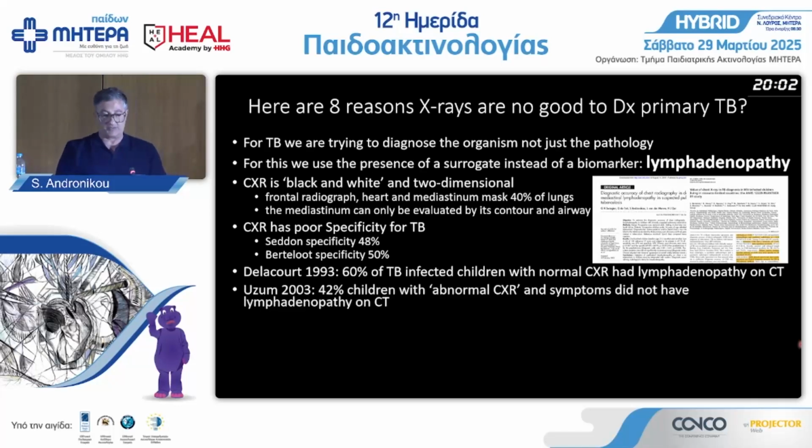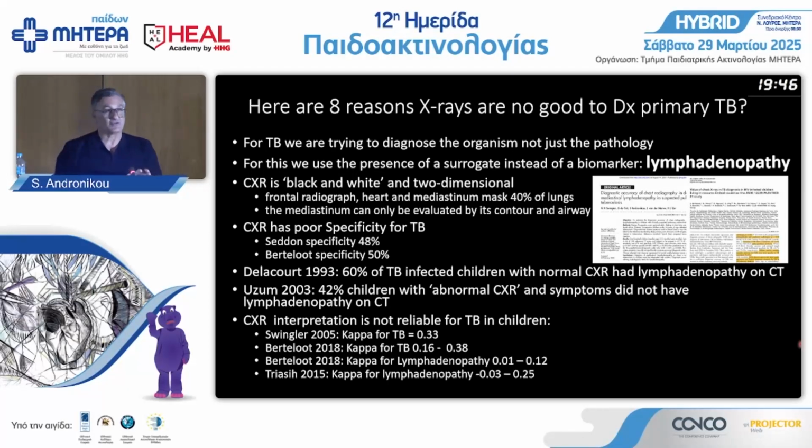And the Turkish group did the same thing the other way around. They called a bunch of abnormal x-rays, and they had symptoms, everything together. Symptoms, abnormal x-rays, 6 months treatment. You do the CT scan, there's nothing there. We imagined it, okay? The best thing to look at is reliability, okay, kappa.